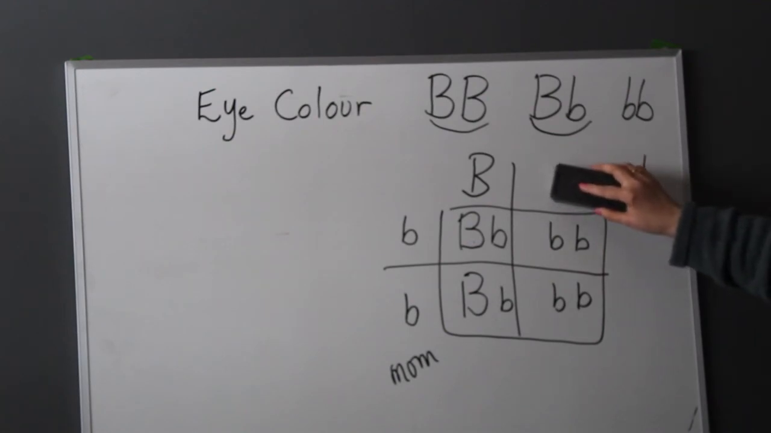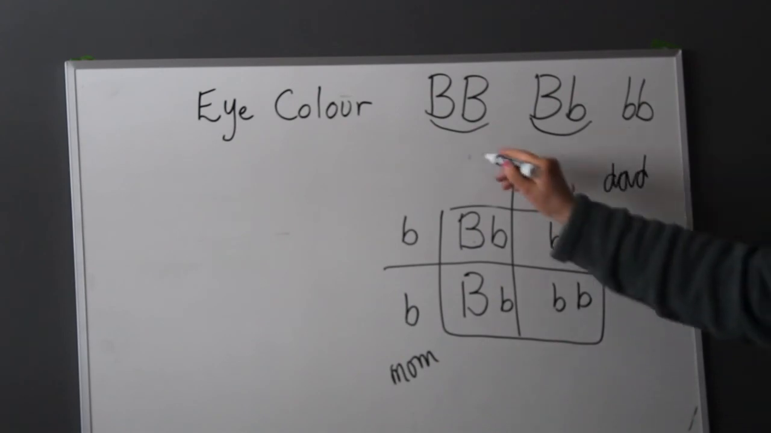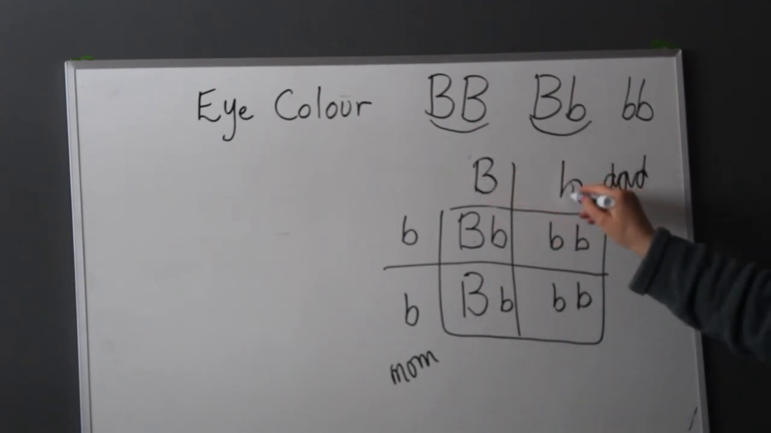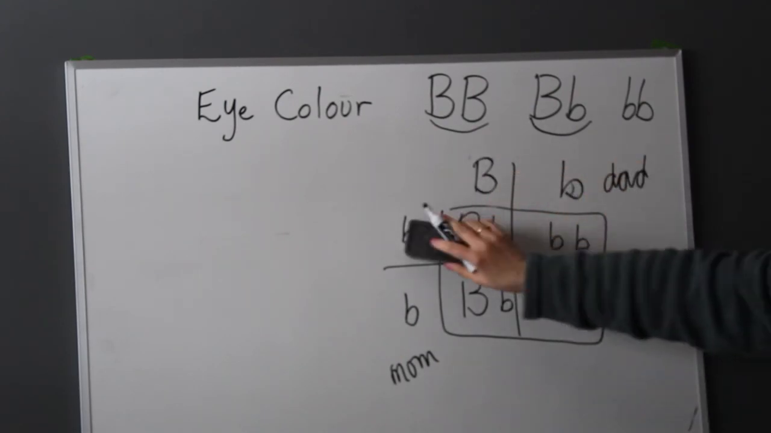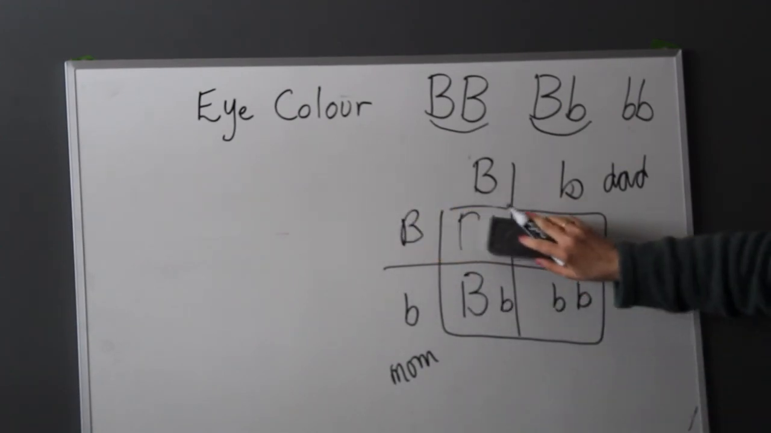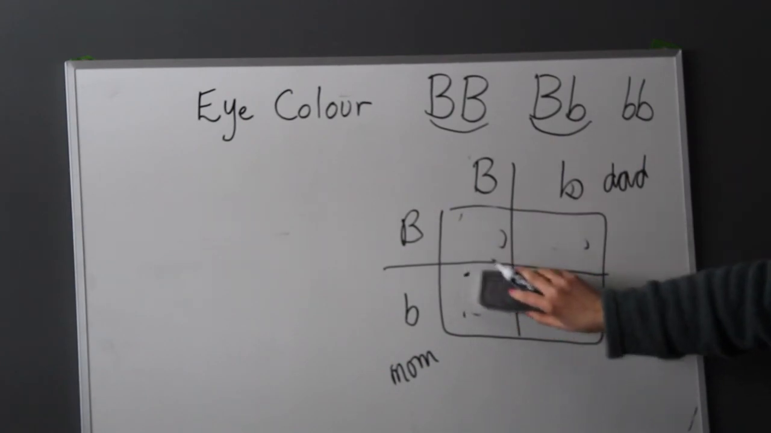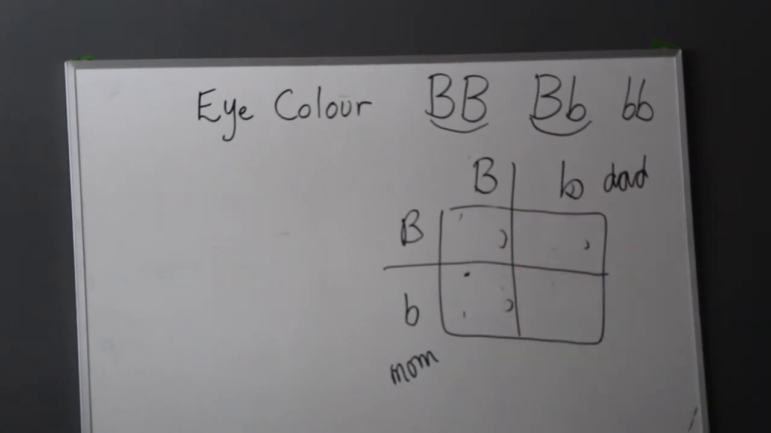So this time Dad, well let's leave Dad. He's still heterozygous. And let's say Mom is also heterozygous. I'm just going to erase these. You could follow along if you have some scrap paper.